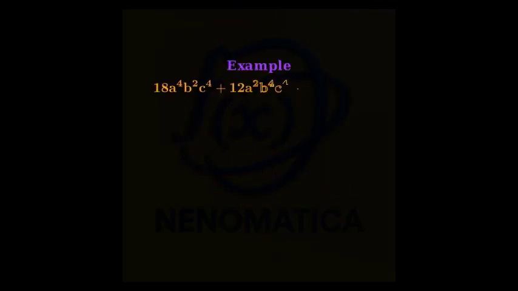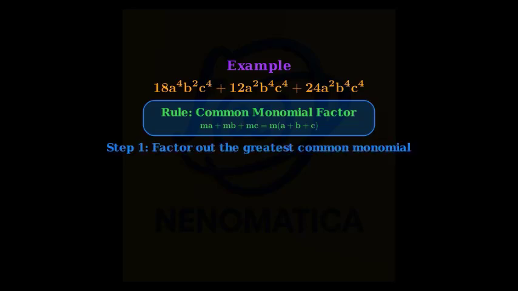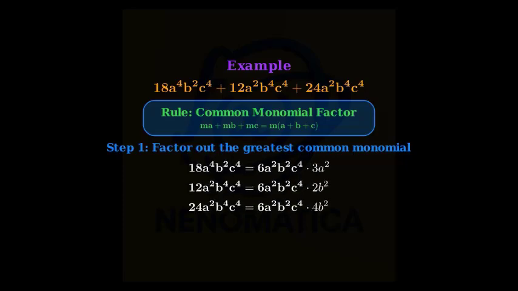We want to factor the expression 18a^4 b^2 c^4 plus 12a^2 b^4 c^4 plus 24a^2 b^4 c^4. Let's start by factoring out the greatest common monomial. To do this, we need to identify the common factors in all terms. We need to find the greatest common factor in all three terms.